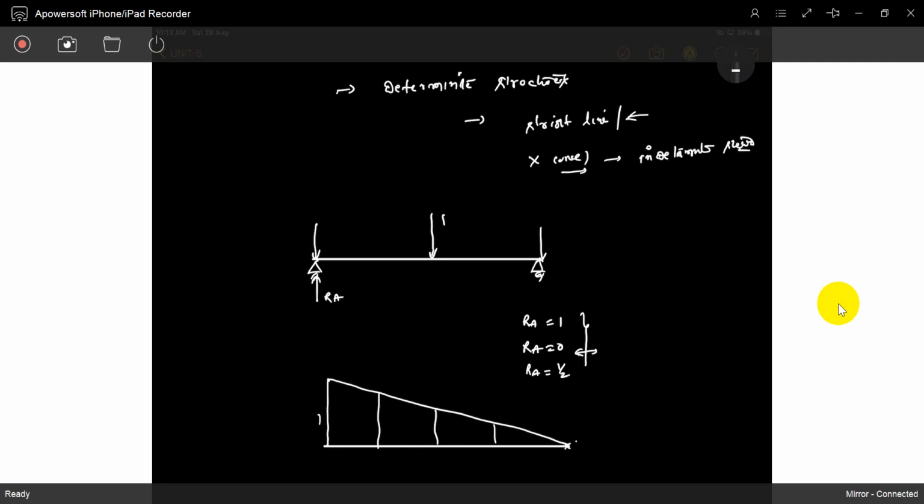No need to calculate every point because we can join by a straight line, because this variation is a straight line variation. So we develop like this. We can easily calculate these parameters because these are determinate structures. For indeterminate structures, you can't find out.